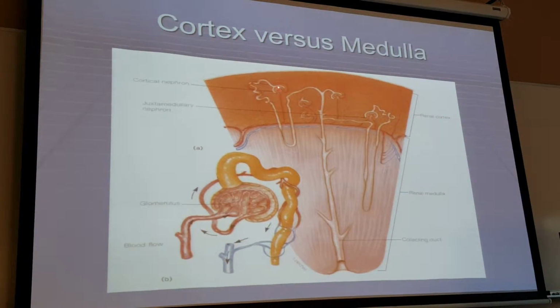So you can see how much of the nephron is in the cortex, but this loop of Henle dips down into the medulla. Okay? And we'll see why that is next time. And several nephrons can enter one collecting tubule, a whole bunch of them actually. Okay?